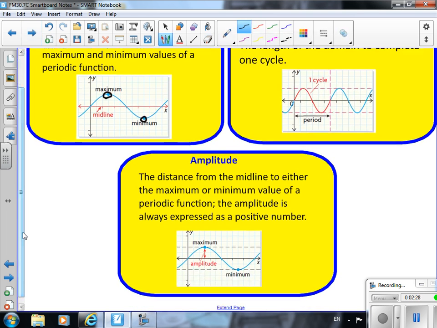And the amplitude is the distance from the midline to either the maximum or the minimum value of the periodic function. The amplitude is always expressed as a positive number. So it's basically describing how tall is the sine wave. So from the midline, how tall or how high does it go or how low does it go, but we always express it as a positive value.